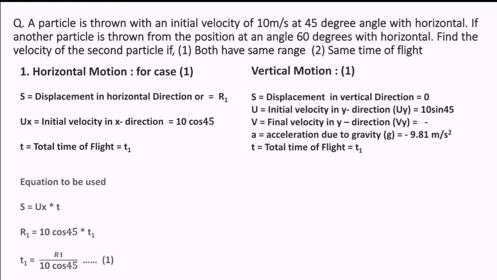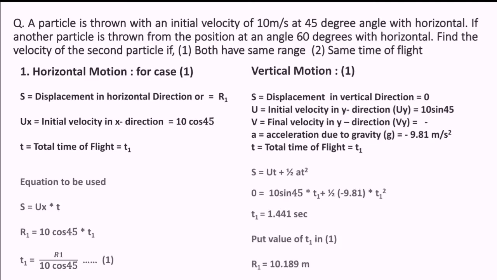Using the equation S is equal to ut plus half at square, I will get the answer for T1 as 1.441 seconds. Substituting this value of T1 in equation 1, I will get the value of range, that is the range for the first particle is R1 is equal to 10.189 meters. This completes the solution for the first particle, which was inclined at 45 degrees and was hit with a velocity of 10 meter per second.